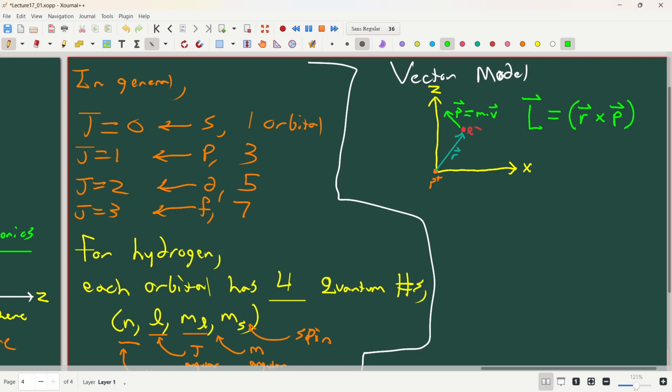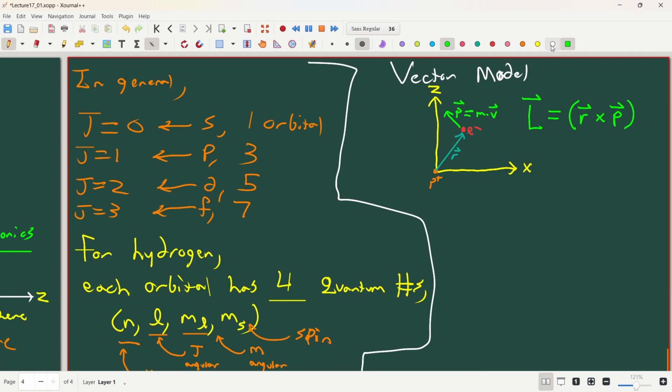Right? So if R is here and P is here, my middle finger is R and my index finger is P, then the cross product of the two will be out of the plane with my right-hand rule. So angular momentum is going to be pointing out of the plane in this direction. So angular momentum is perpendicular to the plane that is drawn out by P and R.